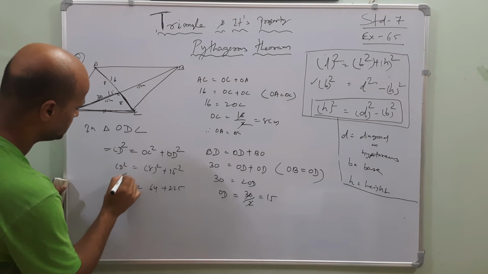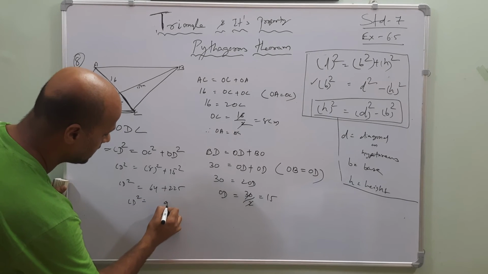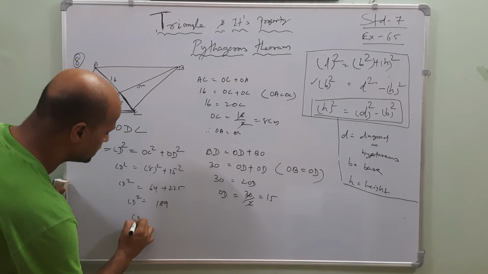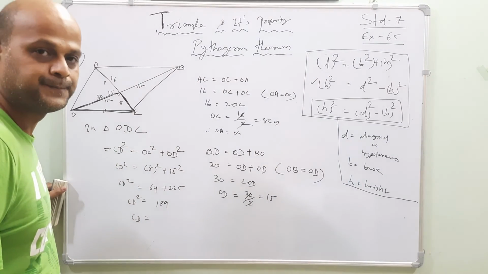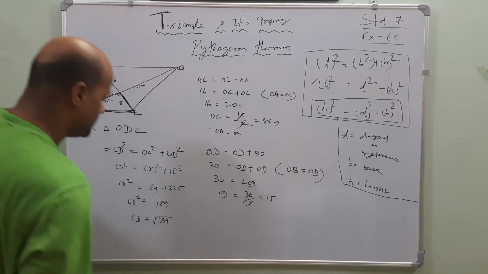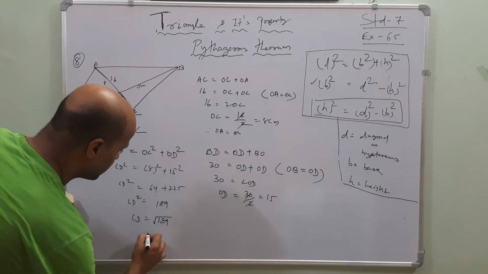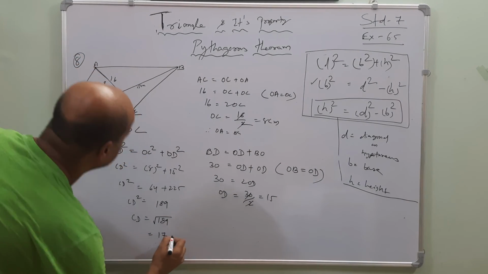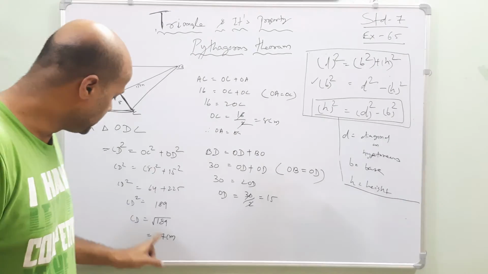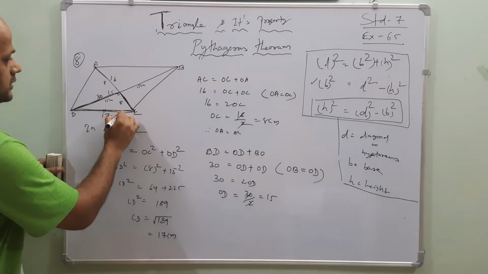So CD square is equal to how much? Just tell me. 289. Okay. Then CD is equal to what? Just tell me, my dear friends. Whose square is equal to 289? 17. Yes, it is 17 square. So you have to write here how much? 17 centimeter. Understood? CD is equal to 17 centimeter. Now, one side of the rhombus has come out.